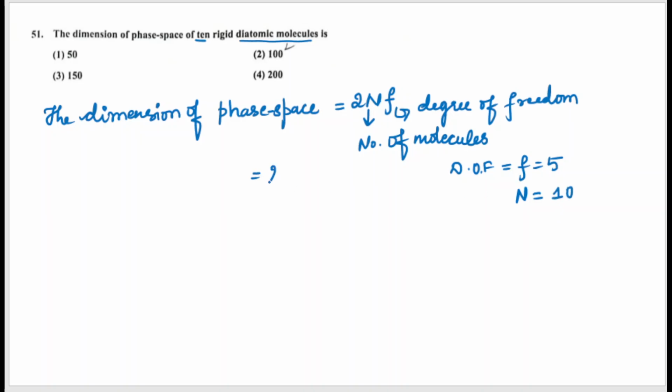So I'll get 2 into 10 into 5. 2 times 10 is 20, 20 into 5 is 100. Right, so I hope everyone is clear. The solution we get here is 100. Let us move to the next question.